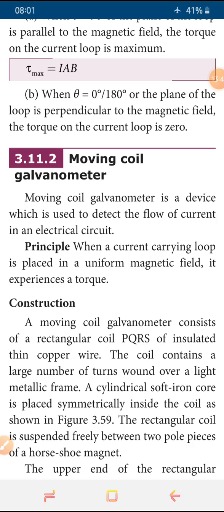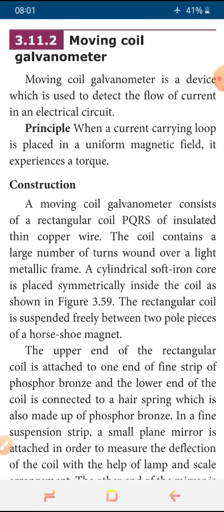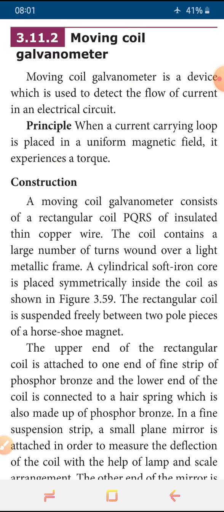Moving coil galvanometer is also important. The galvanometer is a device used to detect current in an electric circuit. So what is the use of the galvanometer? It is used to detect the flow of current in an electric circuit. And here the principle is like the last topic. The principle is, when a current carrying loop is placed in a uniform magnetic field, that loop experiences a torque. This is the principle used in the moving coil galvanometer.